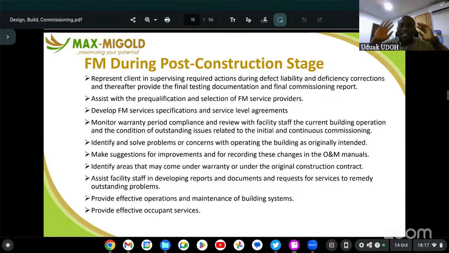These are things we think about after construction has been done, because full operations will start to go on. So we also need to provide effective operation and maintenance of the building systems. We need to think of how we can effectively operate and maintain the plumbing system, the electrical system, the HVAC system, the generator system, the vent system. So we need to always think far. We need to be proactive as facilities managers so that whenever there are issues, it saves us cost and time.